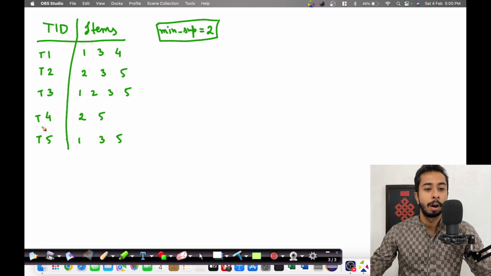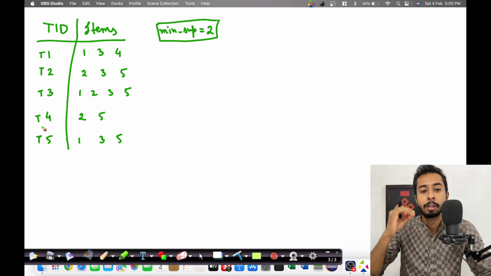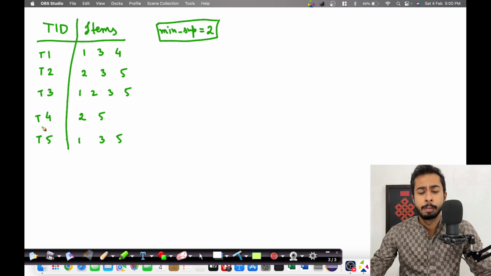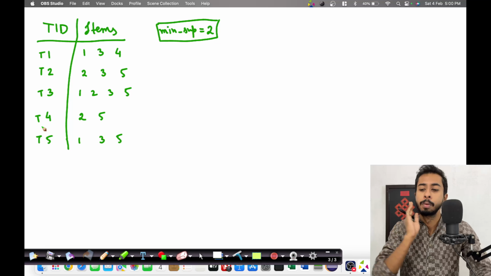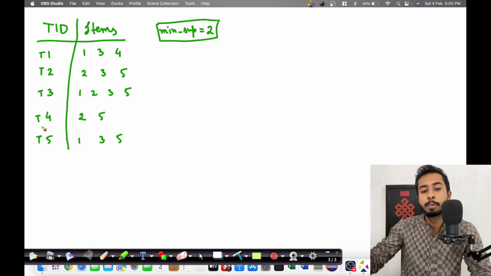In transaction T1, we have 1, 3 and 4 as the different items which are bought together. So 1 can be a laptop, 3 can be maybe Maggie, and 4 can be some kind of tablet, for example. In transaction 2 we have 2, 3 and 5. Here again 2 can be some pen or pencil, whatever items you think it can be. So these are the items which were bought together.